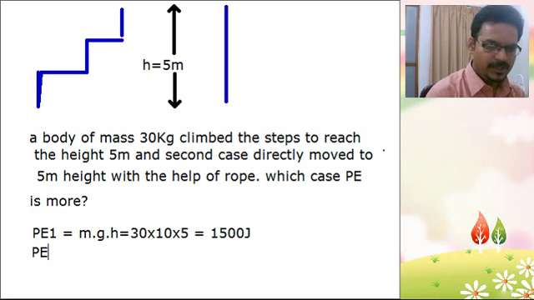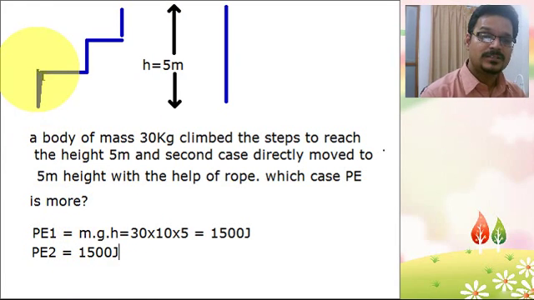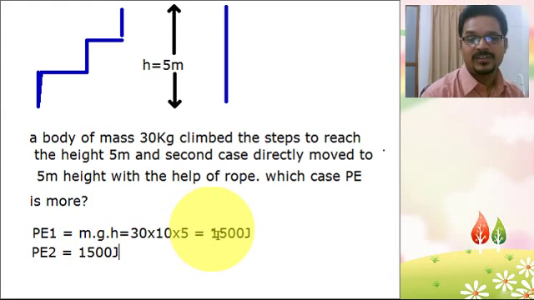Now PE2, if you apply the same formula, you will get 1500 joules. How is it possible? In both cases you have the same potential energy. Yes, because potential energy doesn't depend upon the path the body has traveled. It depends upon the height, mass and acceleration due to gravity. Even though the body has traveled in different directions in different steps in the first case, we still consider the height only, which is 5 meters. The mass is the same, 30 kg, and g is the acceleration due to gravity, 10, which gives 1500 joules.